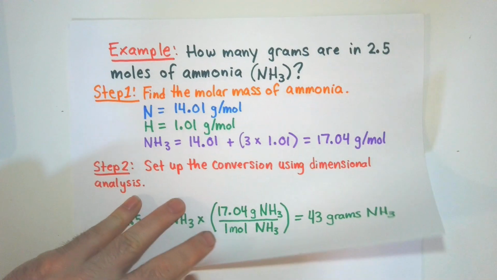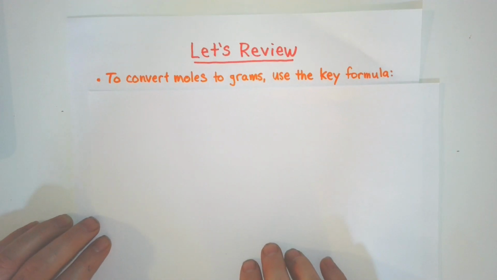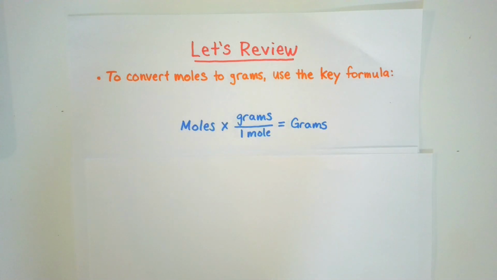Okay, so let's recap what we need to do. To convert moles to grams, we're going to use the key formula of moles times grams per mole is going to give us the grams, and that'll just cancel out our moles.